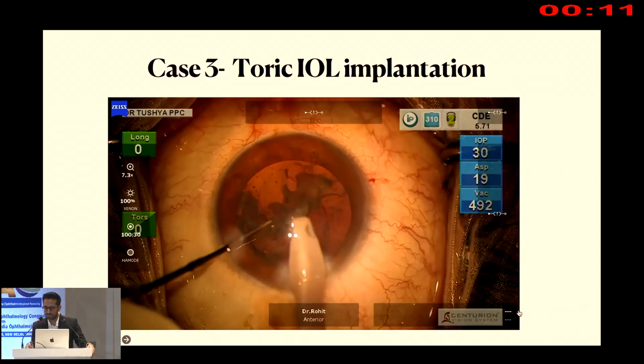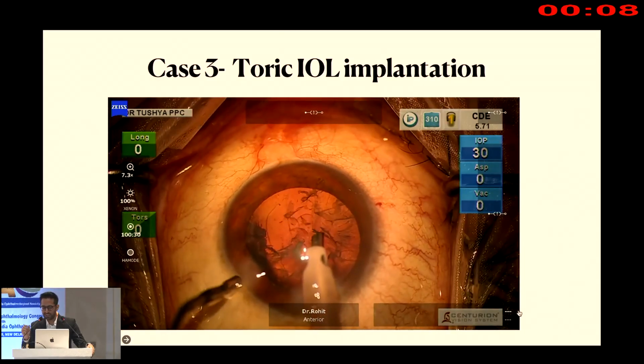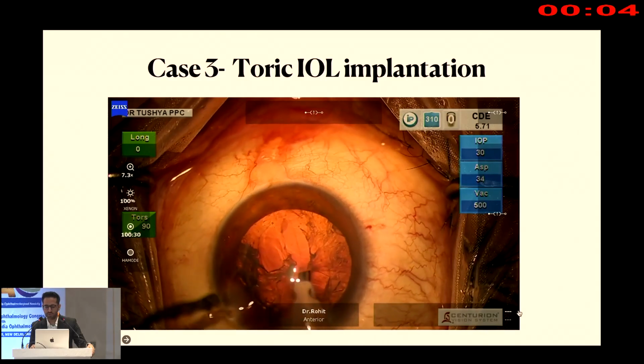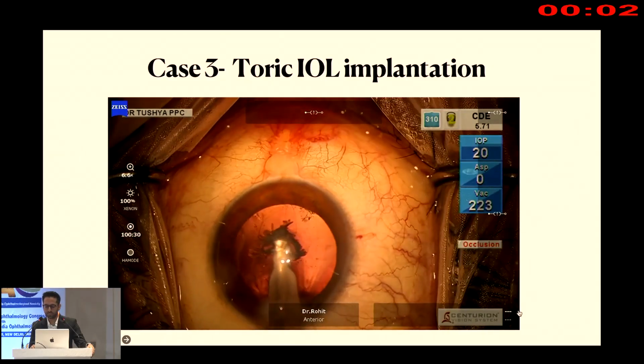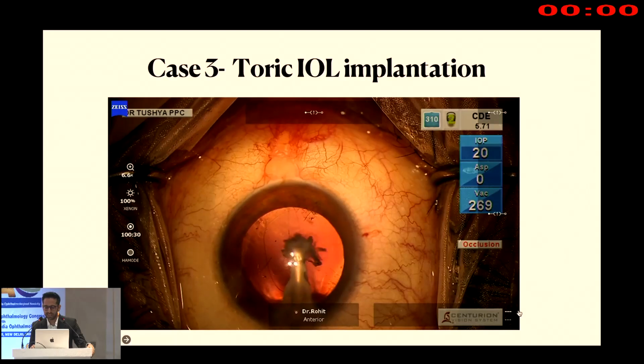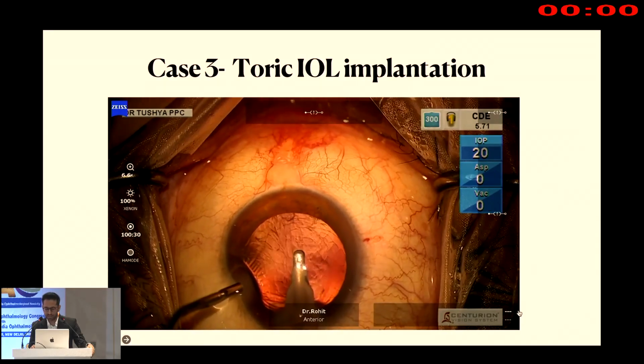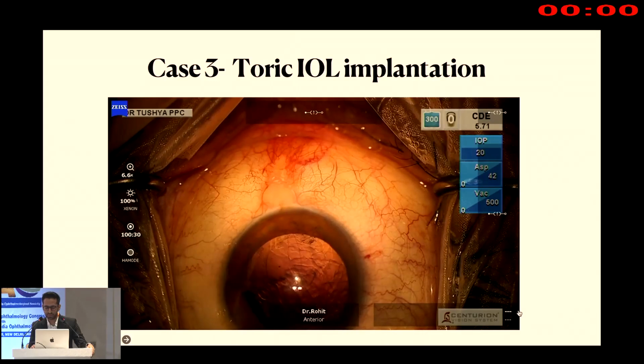The nuclear emulsification was completed. You can see a typical posterior capsular defect. Remember to inject viscoelastic before taking out the probe, and IA was done. And now again, always remember to inject viscoelastic before taking out the probe.